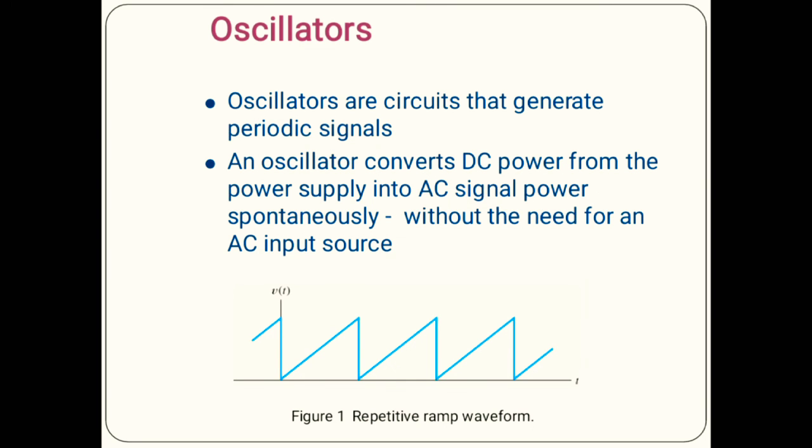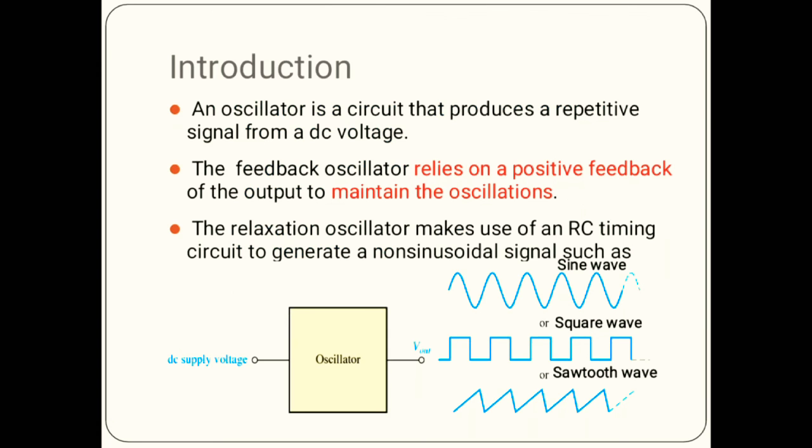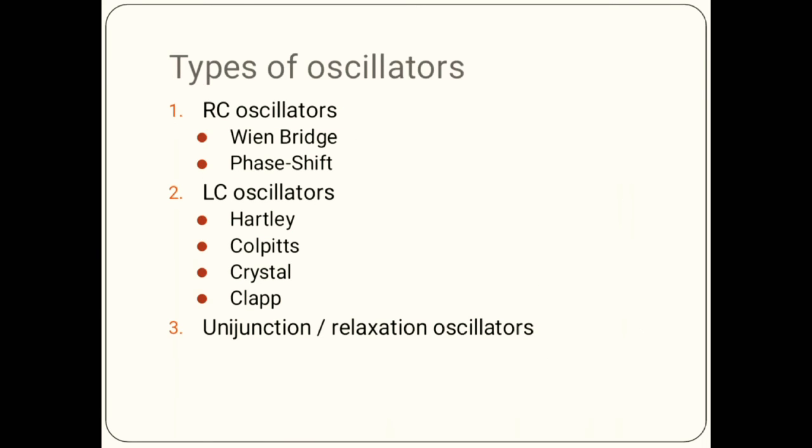Oscillators are circuits that generate periodic signals. An oscillator converts DC power from the power supply into AC signal power spontaneously without the need of an AC input source. An oscillator is a circuit that produces a repeated signal from DC voltage. The feedback oscillator relies on a positive feedback of the output to maintain the oscillation. The relaxation oscillator makes use of an RC timing circuit to generate a non-sinusoidal signal such as a square wave or saw-tooth wave.